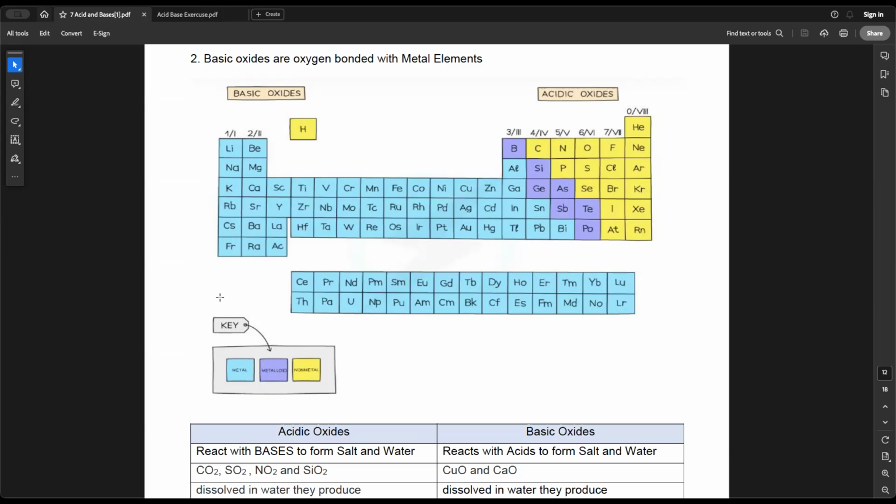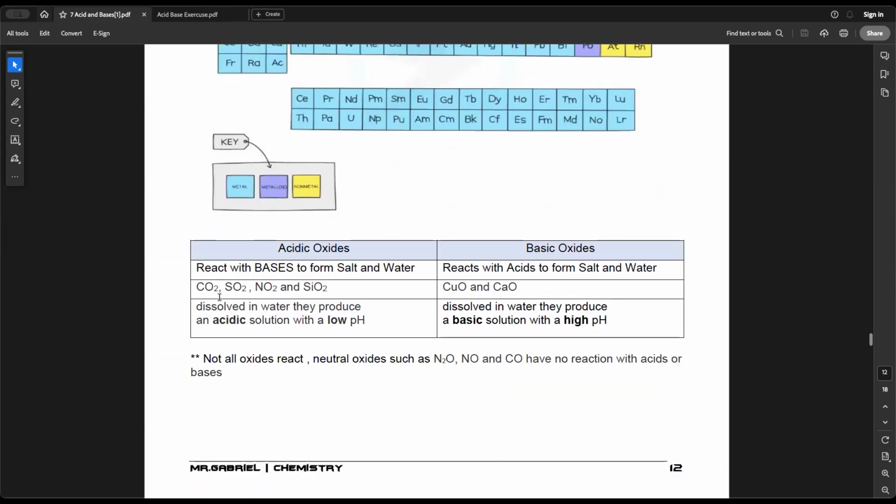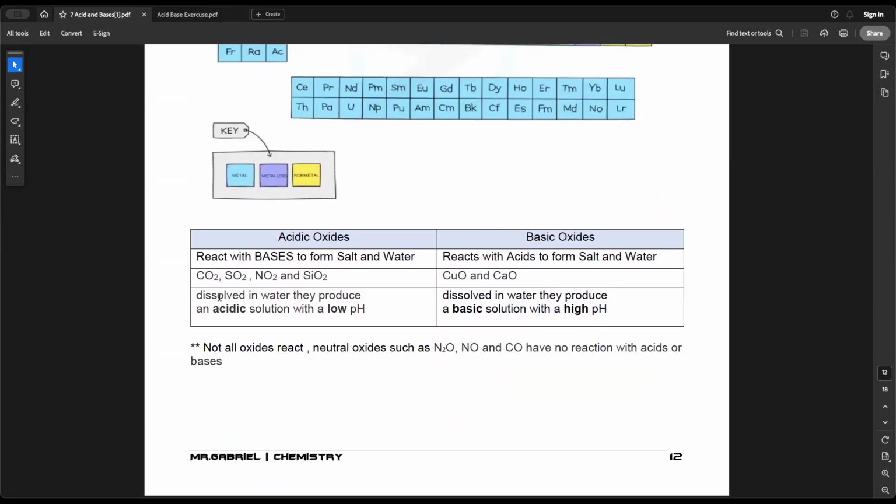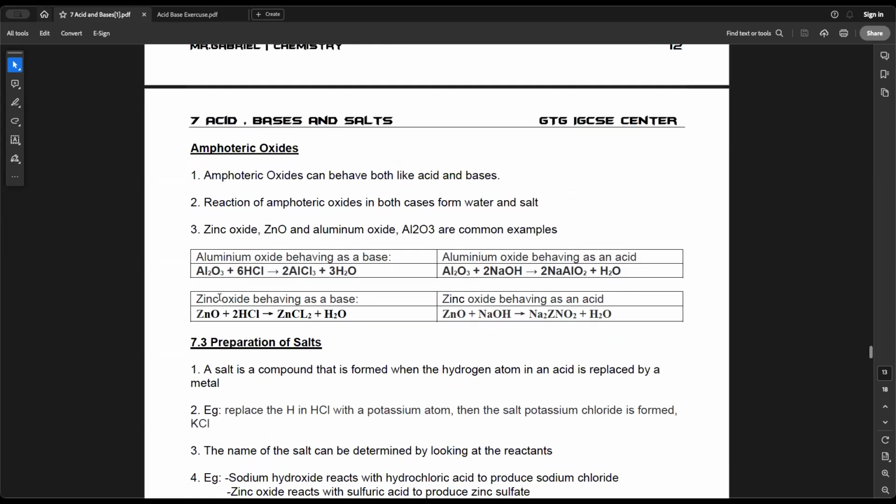Amphoteric oxides. What are the common amphoteric oxides that I mentioned that you have to remember? Aluminium oxide. Good. It's aluminium oxide and zinc oxide. Aluminium oxide and zinc oxide. Yes, I remember that, teacher.